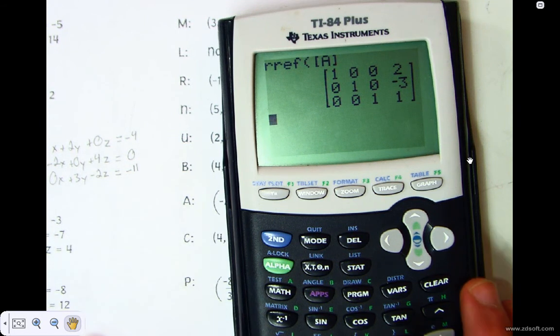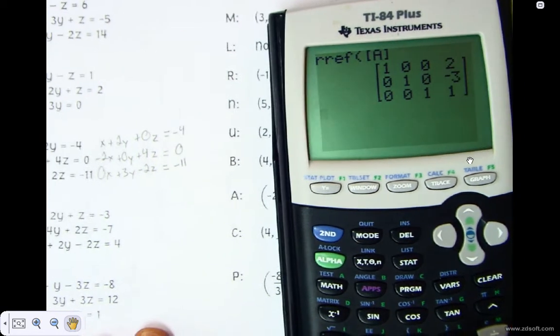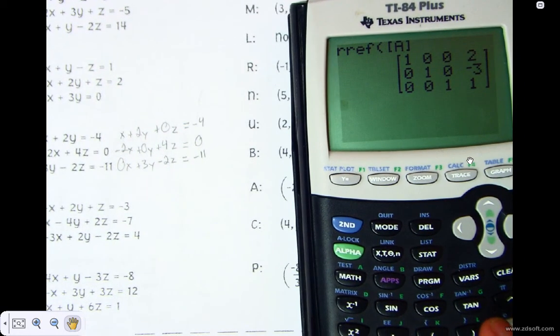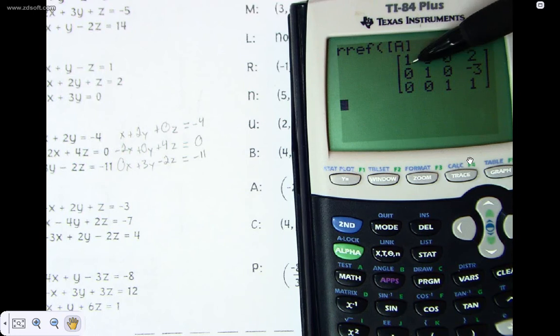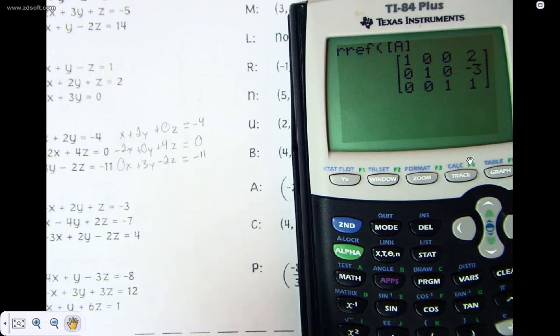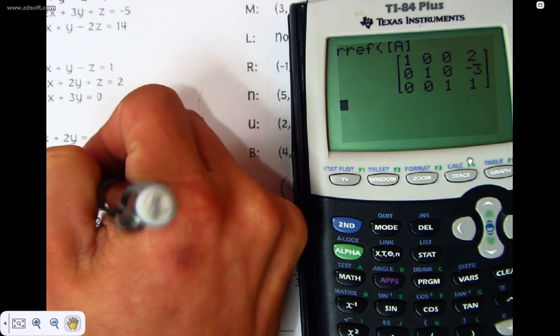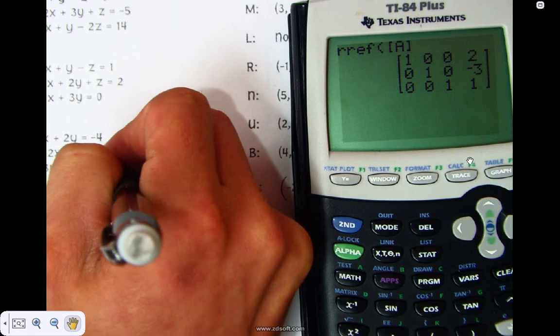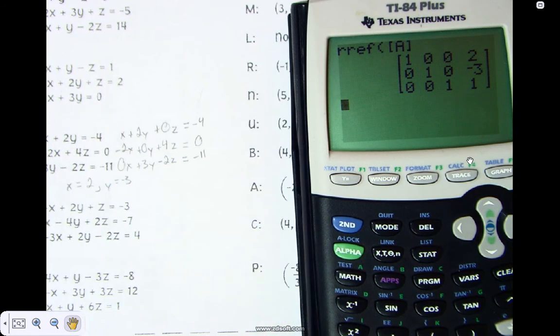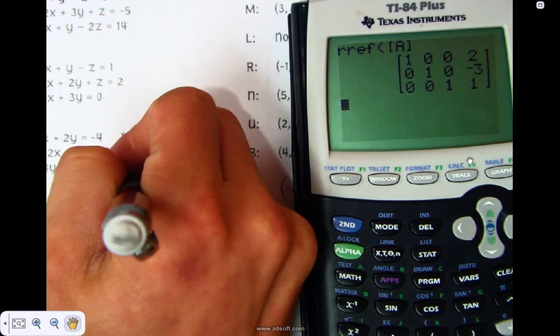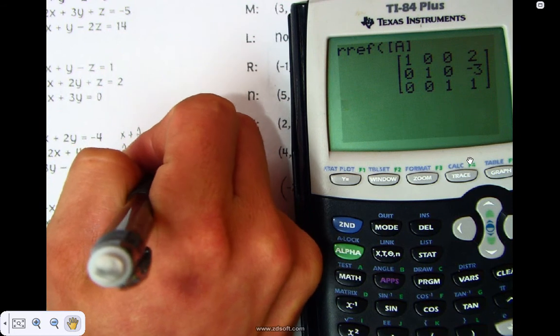Alright, so those are our answers. So I can write, let's see, just so we can keep the calculator on the screen. Notice again, we have the ones across the main diagonal, zeros everywhere else, so we're good to go. So it was x equals 2, y equals -3, and z equals 1.